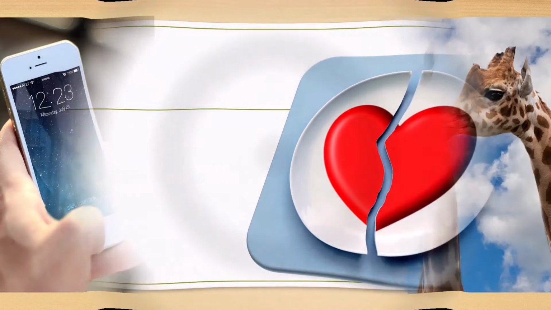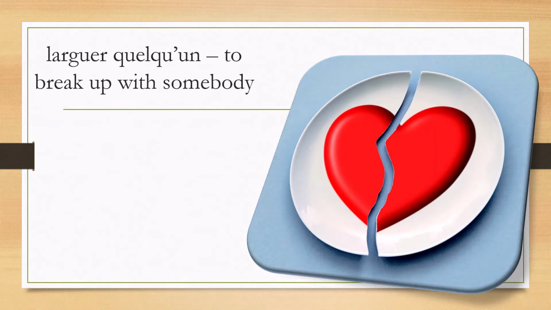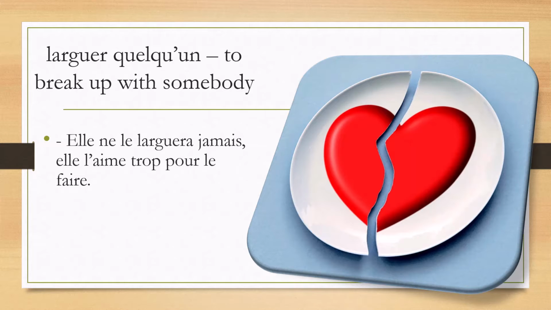The first expression I've prepared for you today is the verb larguer quelqu'un. Larguer quelqu'un. This verb has what in the English language is called the direct object of the verb, and in the French language it's called le complément d'objet direct. This means that larguer with somebody does not have the pronoun à quelqu'un, but it's just quelqu'un.